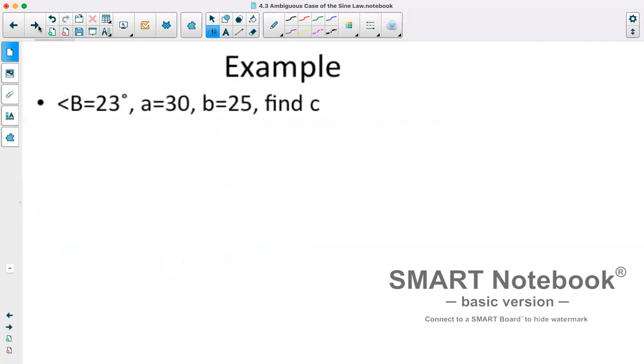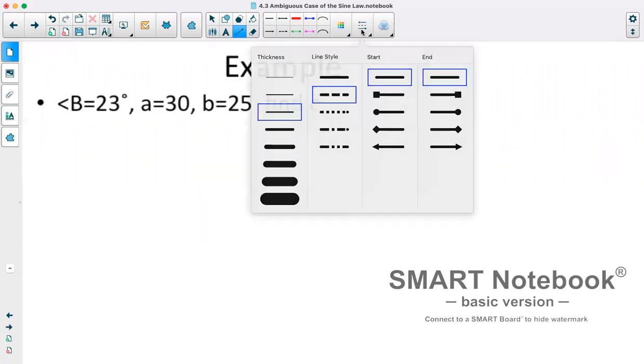Okay, so we're going to look at an example. We have angle B is 23, side length A is 30, and side length B is 25, and we want to solve for side length C. Okay, so we're given an angle and its opposite side and one of our sides. So this is an ambiguous case, so we have to figure out how many triangles.